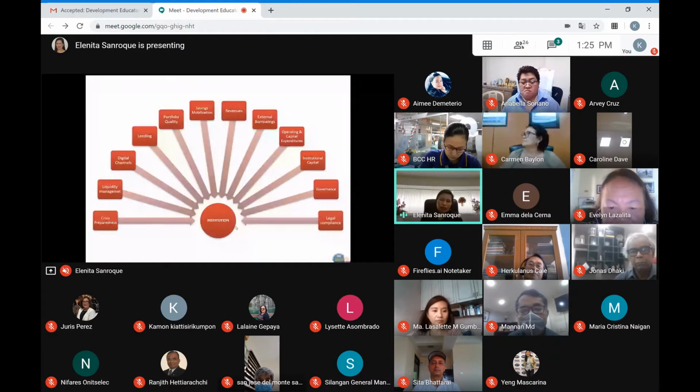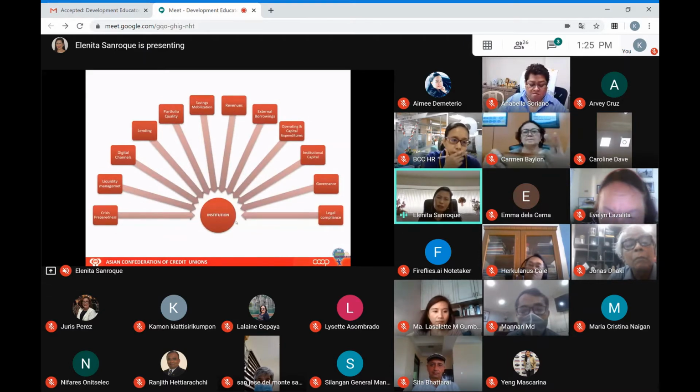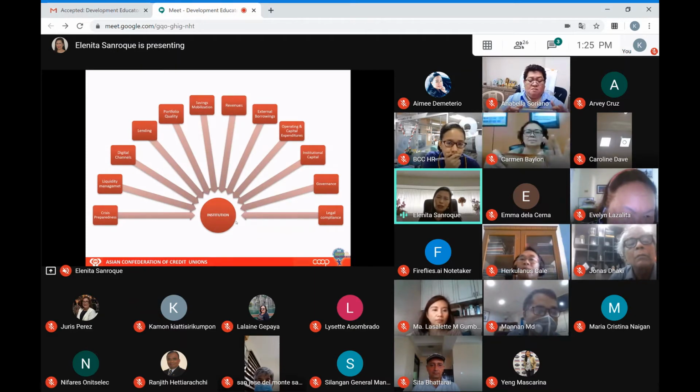Okay, the last component is the institution. There's a lot of things that we need to look at. Our credit union and your business continuity plan will be also around this area.